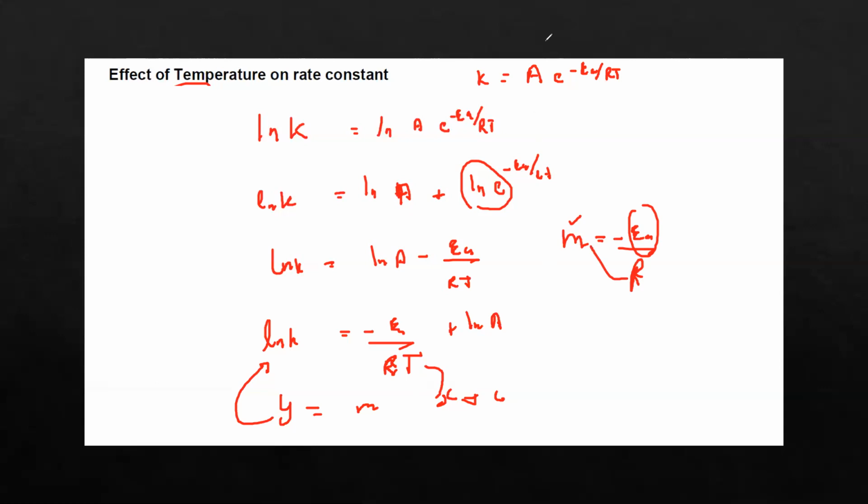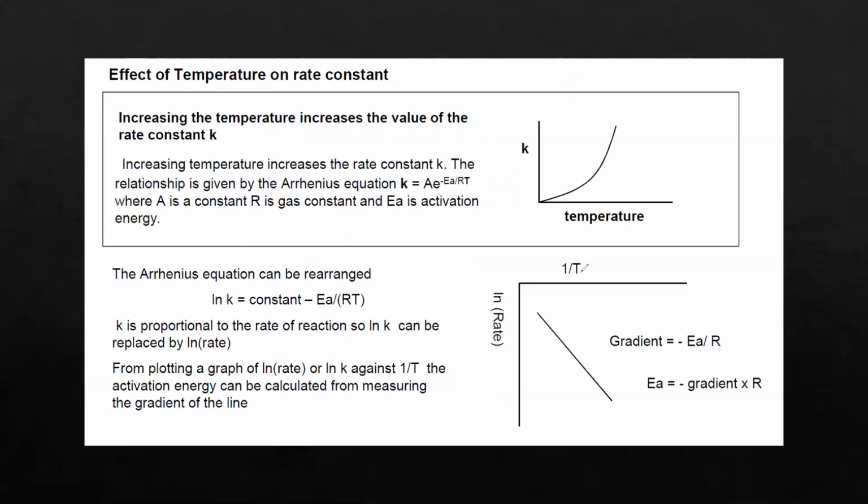So when you sketch a graph of ln k versus 1 over T, you will find a gradient. Your gradient will be minus Ea over R, so gradient multiplied by R, the general gas constant, lets you find the activation energy for any chemical reaction. Is it clear, this graph?